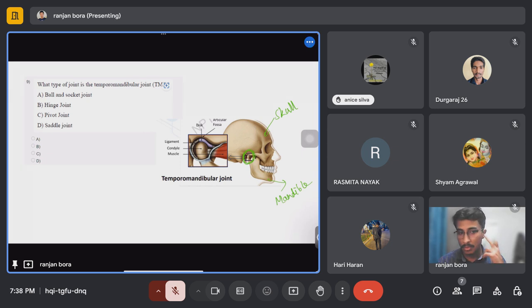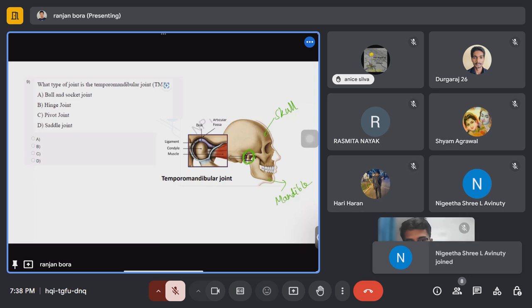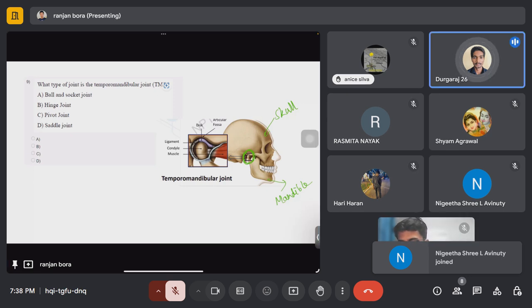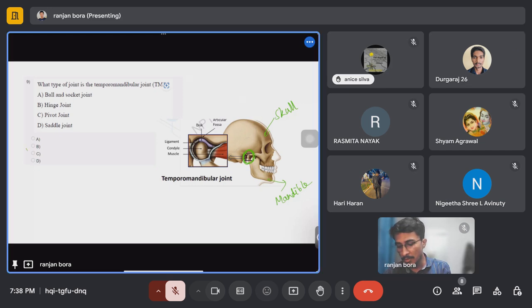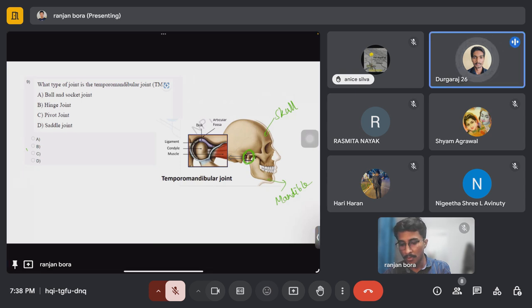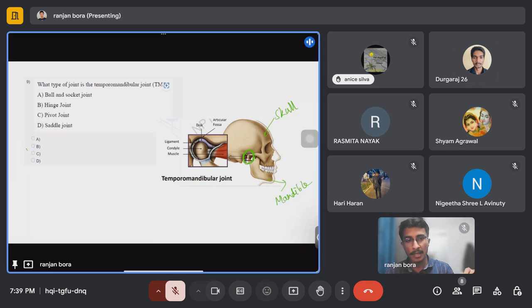Using this joint, we can open our mouth and then close it. We can also do some gliding towards the front and back, a little bit of movement. Saddle joint, right, sir? No, it is not a saddle joint. It is a hinge joint, and it can move like this.